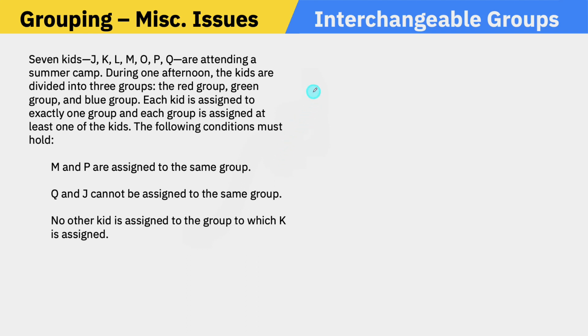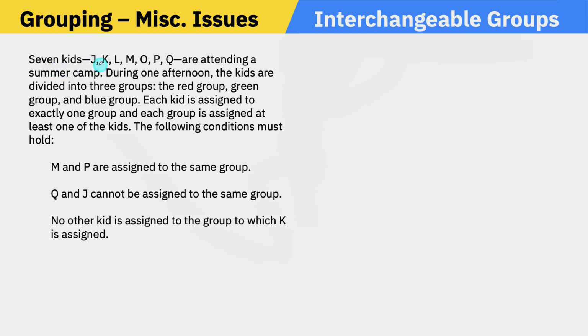The next inference I want to talk about is what I like to think of as interchangeable groups. And this is actually something we've seen in at least one other game so far if you've been following along in the lessons. But I wanted to talk about it specifically and isolate it just because it's so important to recognize it when you can. So let's see how it comes up in this game.